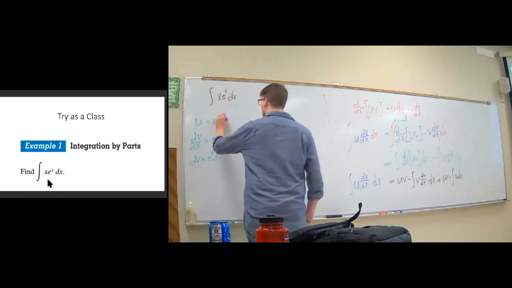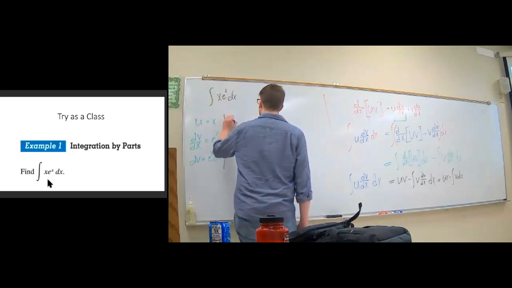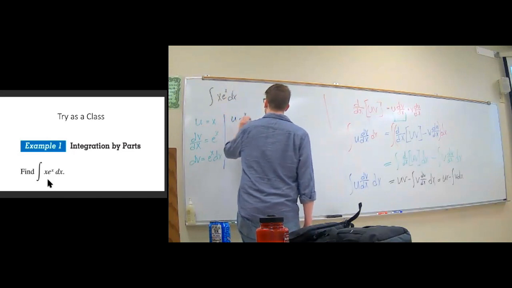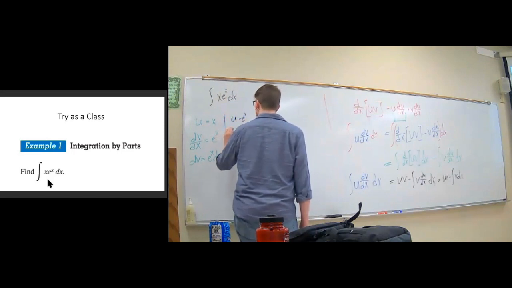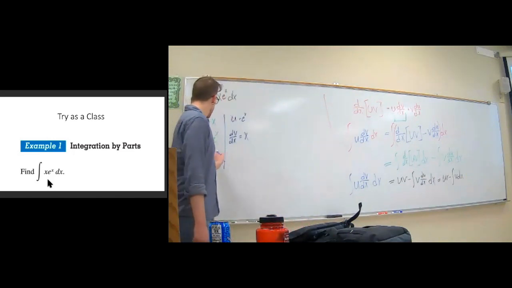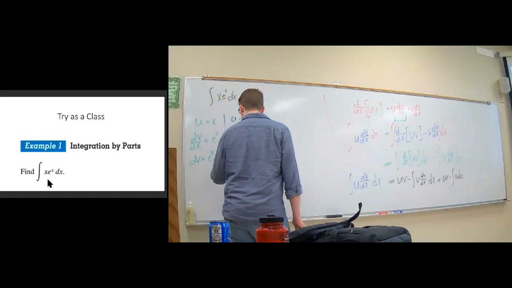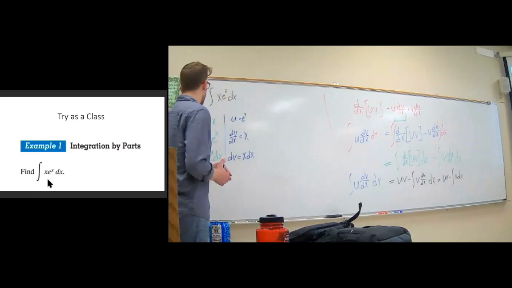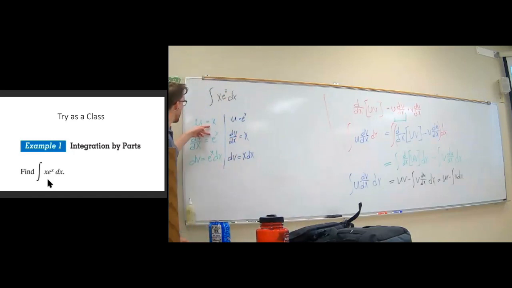Or we could go the other way and say maybe u is equal to e to the x, in which case dv dx would be equal to just x, which then would tell us that dv is equal to x dx. Or we could go with another combination and set u equal to x e to the x, in which case dv would just be equal to dx, right? That's not particularly helpful in this case.